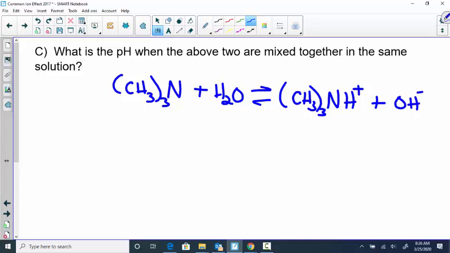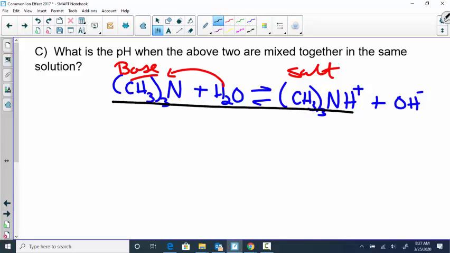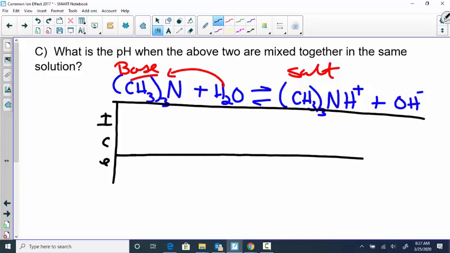So there's the equation that's going to come out of this. The water is going to be the donator. And this is your base, and this is the salt of your base. And that's what you need in your equation. So then we're going to ICE this. But this is now our common ion effect problem. So I have 0.075 moles of this. Water doesn't matter. But I also have 0.1 moles of that.